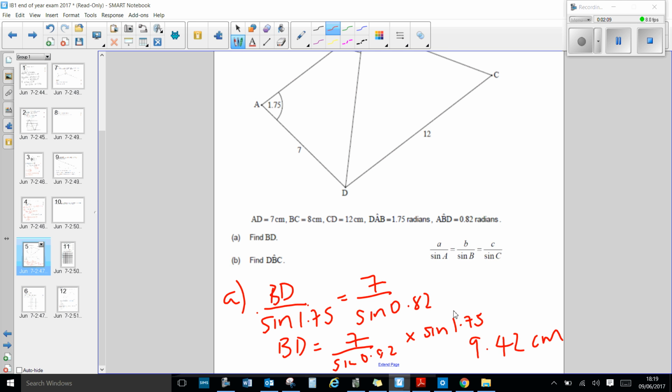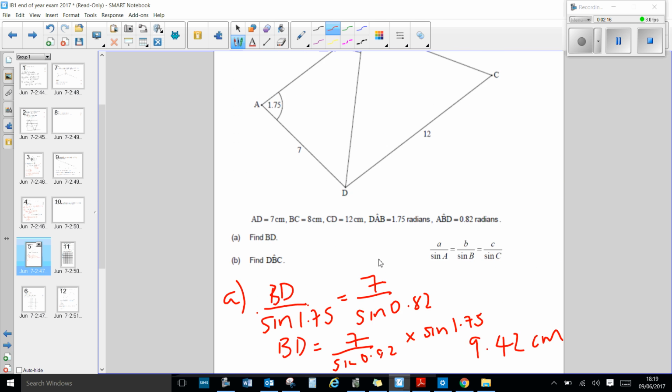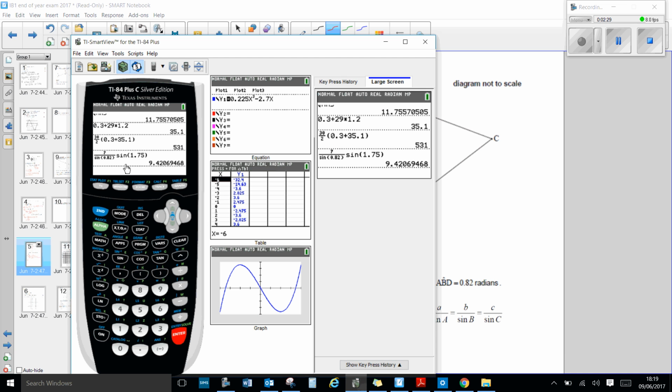So find angle DBC. Let's see where DBC is. So we're looking for this angle here. We've just found this length here to be 9.42. Let's try and leave this as accurate as possible, 9.4206. We'll just use that value.